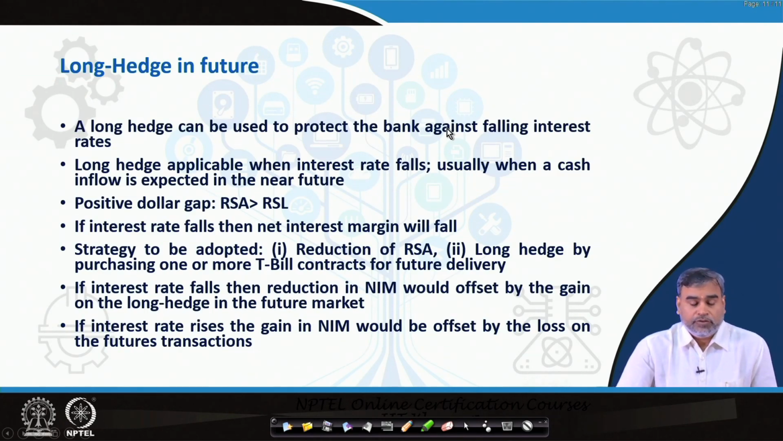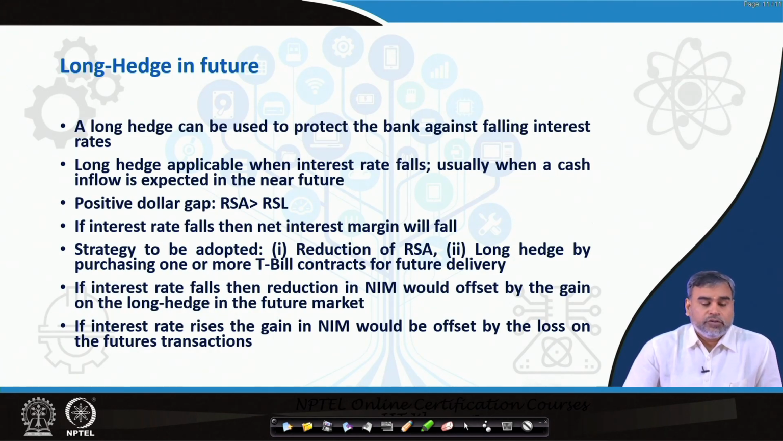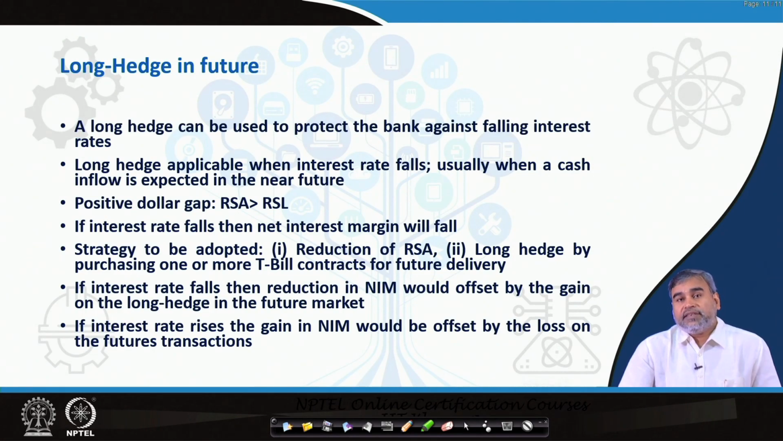If you talk about the long hedge in detail, let us see how it works. The long hedge is always used to protect the bank against falling interest rates, because if it is a positive dollar gap, people use this long hedge. If the interest rate is increasing, there is no risk for the bank, because the rate sensitive assets are more than the rate sensitive liabilities, so their net interest margin will be increasing. But if the interest rate falls, then they will lose. To lock that risk, if the interest rate is going down, they want to take a long hedge position. That is why the long hedge can be used to protect the bank against falling interest rates, usually when a cash inflow is expected in the near future.